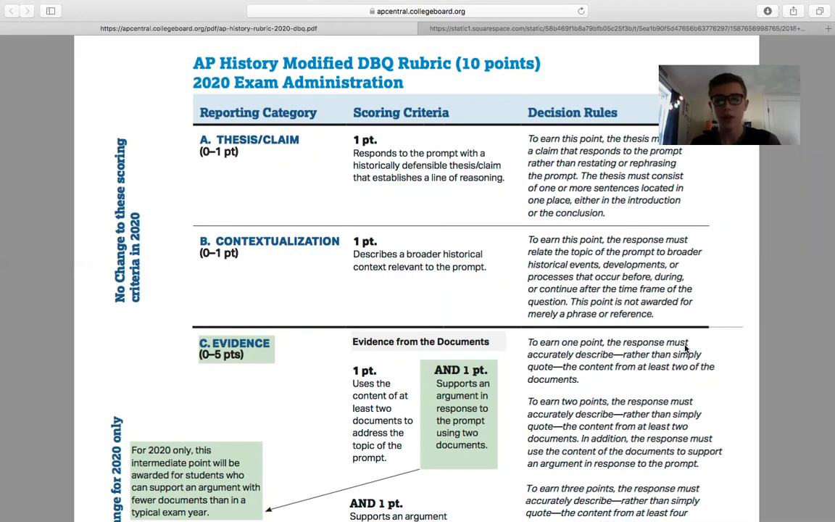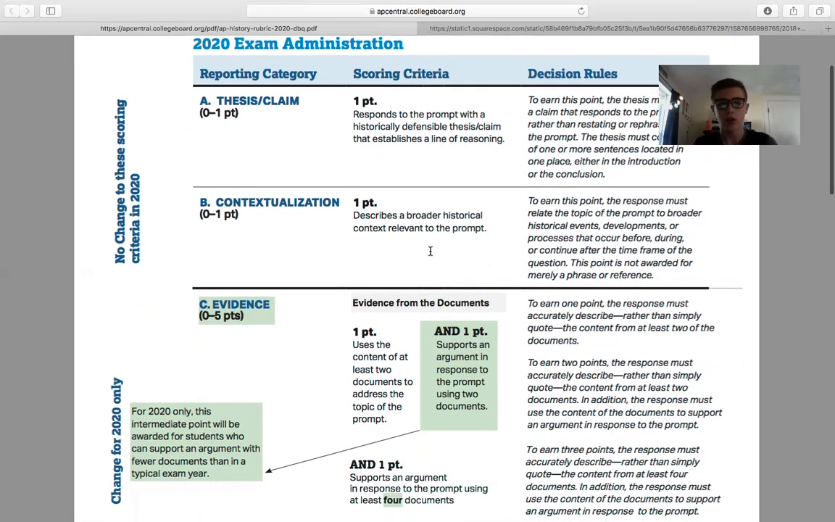Basically, the point will not be awarded for merely a phrase or reference. You can't just mention it. You have to get into a little bit of detail about what that is and what you're contextualizing here. You're going to get into a broad scope of things, and that should get you the point. So these 2 points you should be able to easily earn.